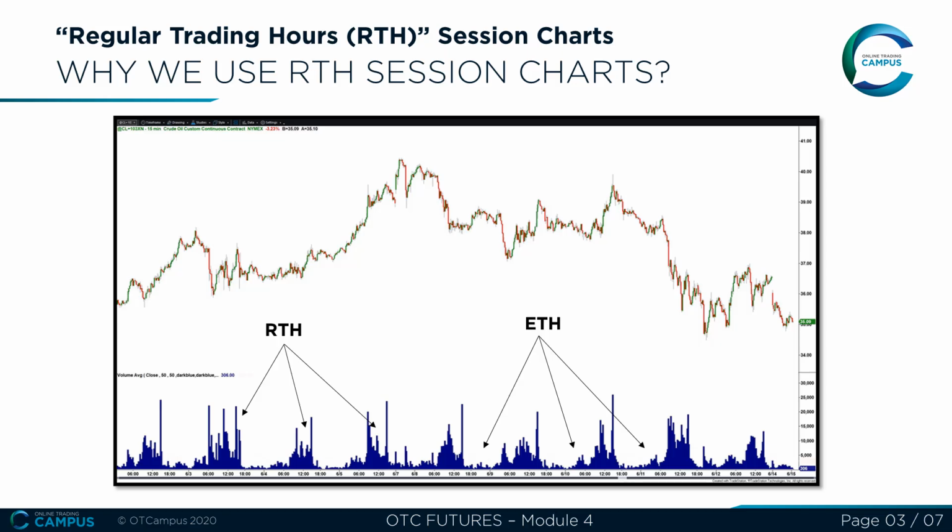So rather than always looking at the volume indicator and drawing vertical lines to split the regular trading hours from the extended trading hours, we could easily just create a chart that only shows the regular trading hours and removes all extended trading hours candles.